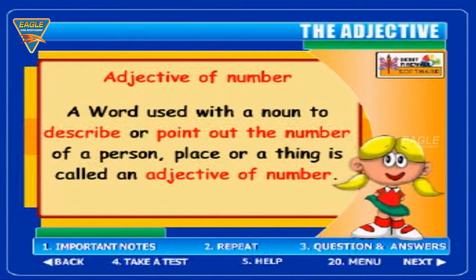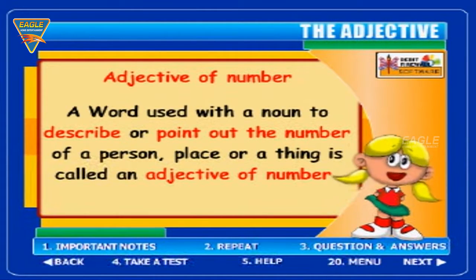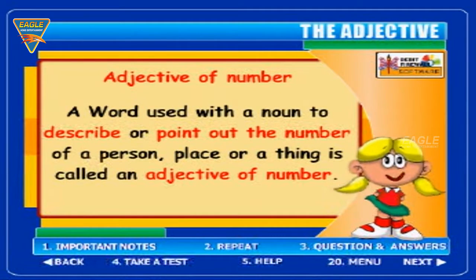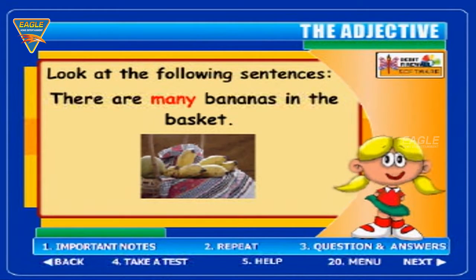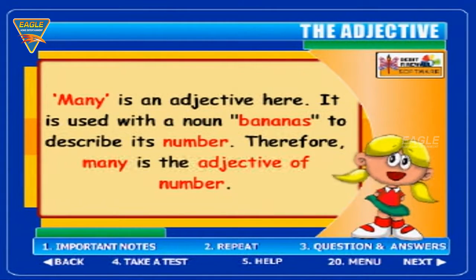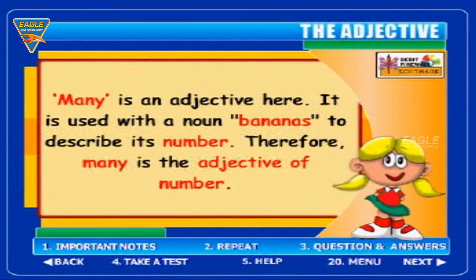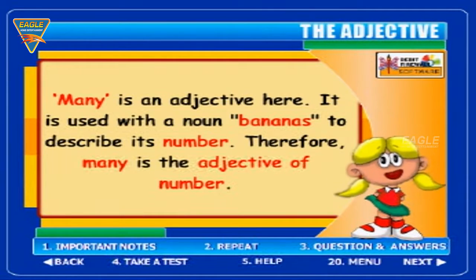Adjective of number. A word used with the noun to describe or point out the number of a person, place, or a thing is called an adjective of number. Look at the following sentences. There are many bananas in the basket. Many is an adjective here. It is used with the noun bananas to describe its number. Therefore, many is the adjective of number.